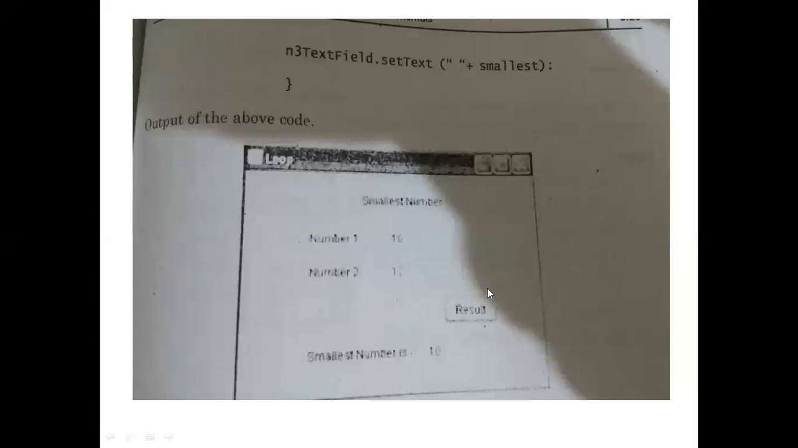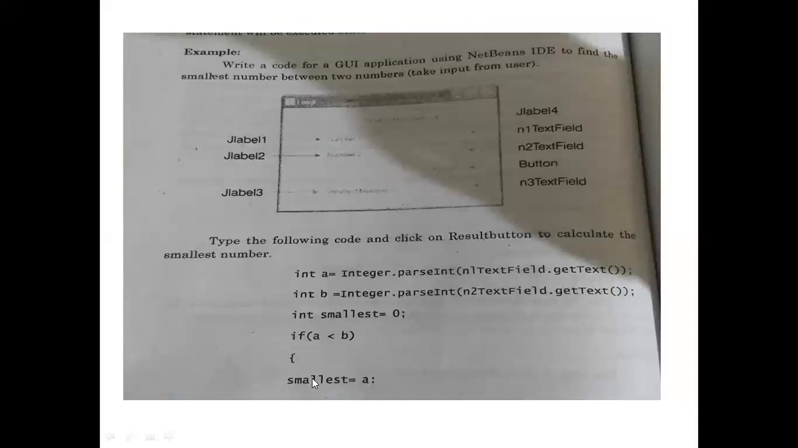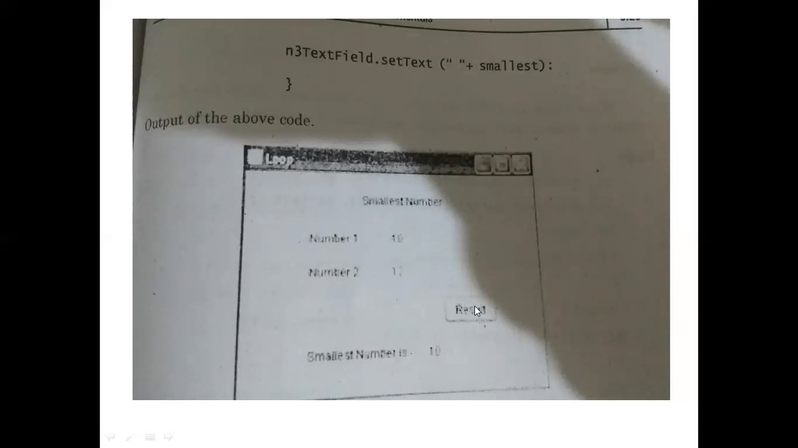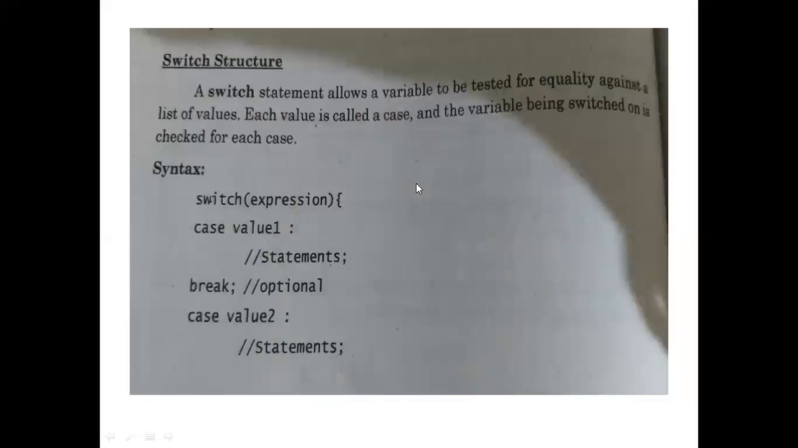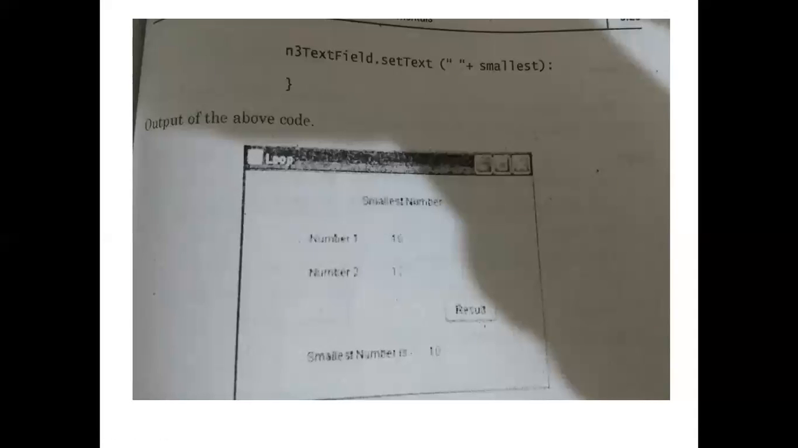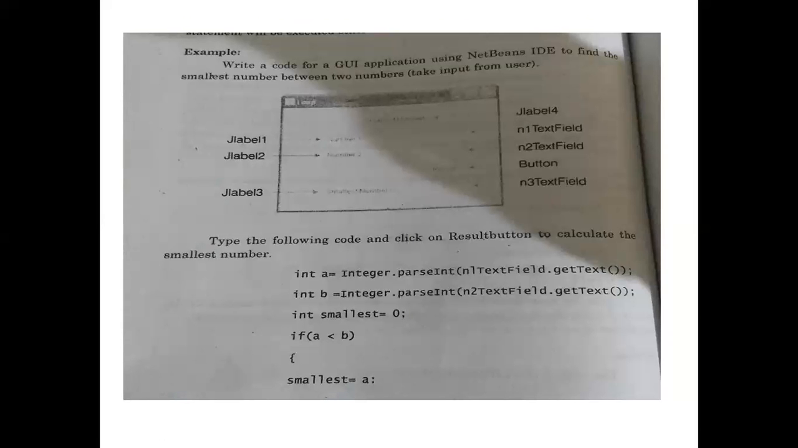This code will work, and the final smallest number will be stored in the smallest variable. Whenever you click the result button, the program you wrote is executed, and the data in the smallest variable is shown in the third text field, that is 10, by using the setText method. So this is the programming example of how to use the if statement in a program. This program is important; you have to run it.